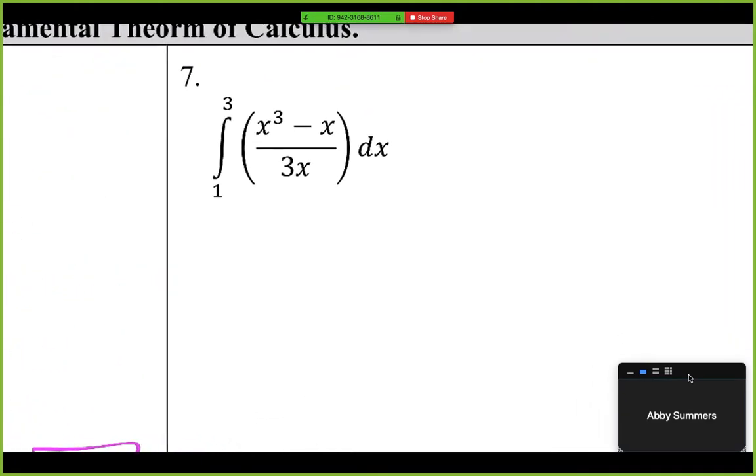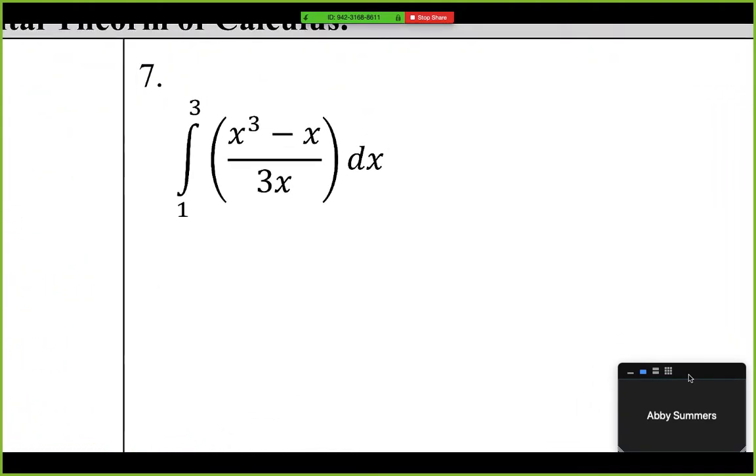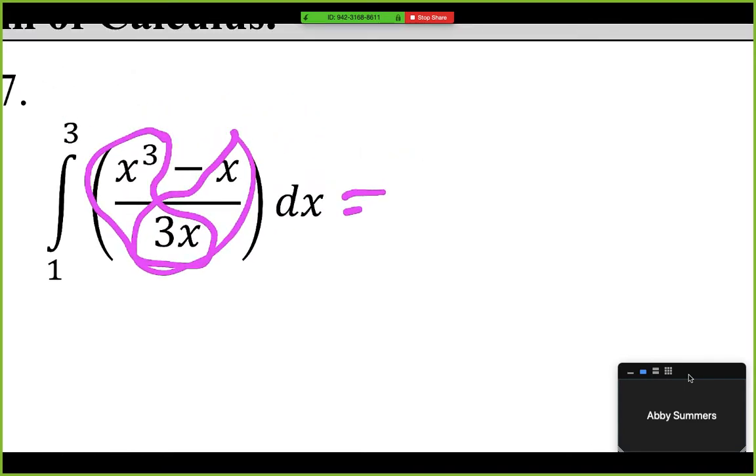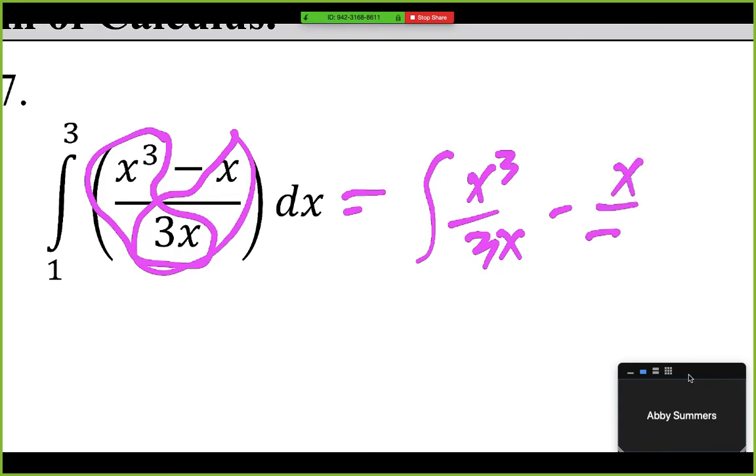Okay, so the next one, don't look at these and panic. Just start thinking of what algebra tricks we have learned along the way. Make sure that you always split these up, make it x to some power, take advantage of the power rule. We're trying to get good at it. So if I integrate this, it would be x to the third over 3x minus x over 3x.